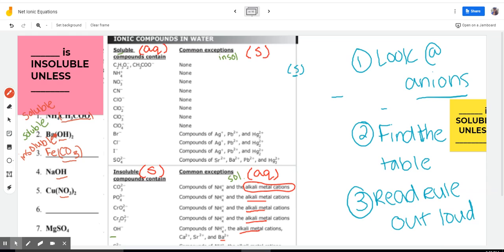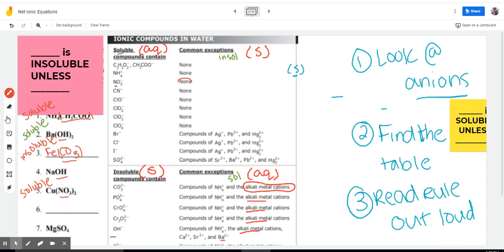Let's do one that we haven't done yet. Let's do the nitrate. Let's do this one. Okay. So this is copper 2 nitrate. So looking here, we're going to say, okay, look for the anion. That's the NO3. Look for it down the list. There it is up here. Nitrate is soluble unless nothing. There is no exception to that rule. So no matter what, this is a soluble compound.